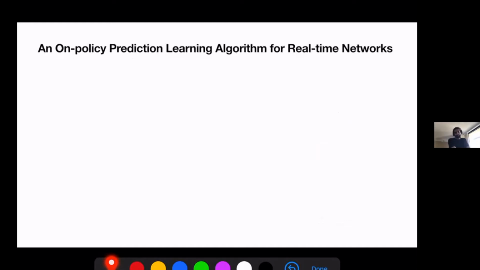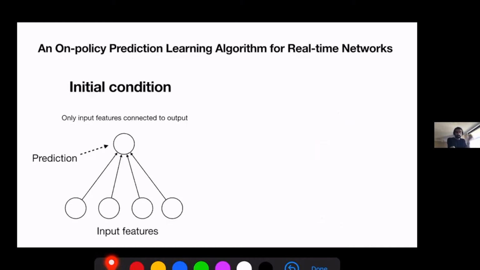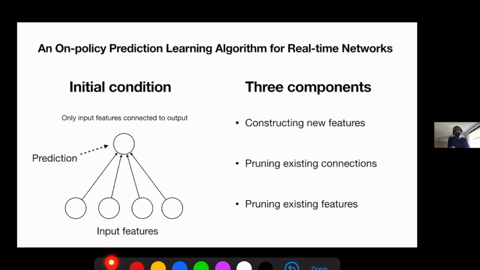Okay, so I'm going to now present an on-policy prediction learning algorithm that uses these real-time networks. The initial conditions for these algorithms are that you have input features and you have a node for prediction. Input features are connected to the prediction node using linear weights. So at the beginning, you don't have any other features, and that's it. Now, there are 3 components to this algorithm.